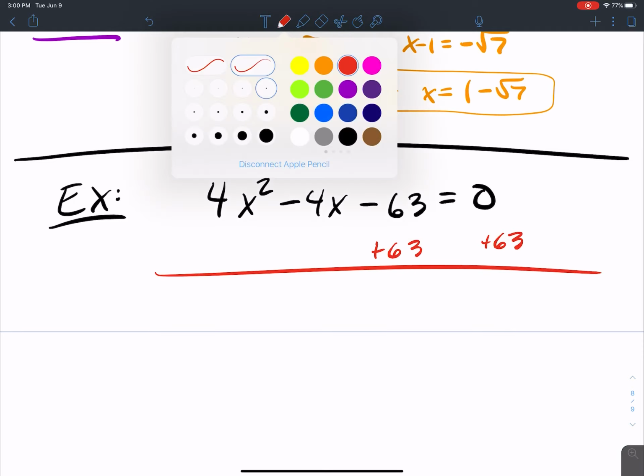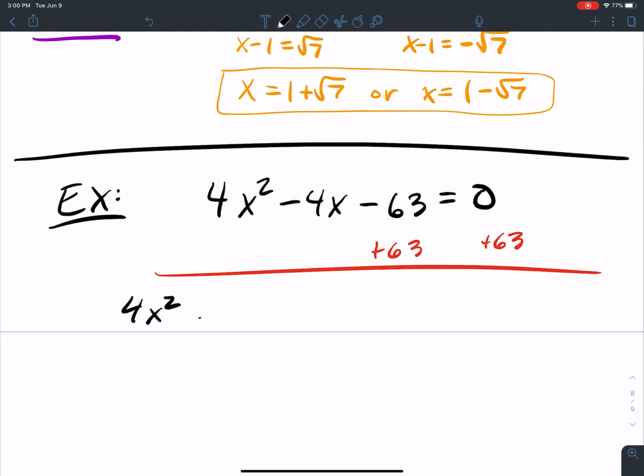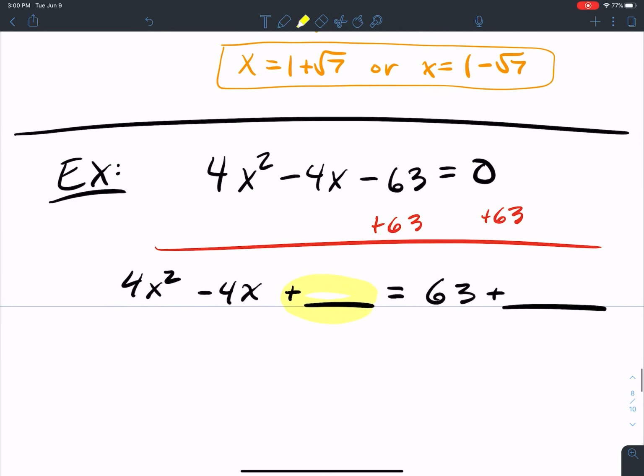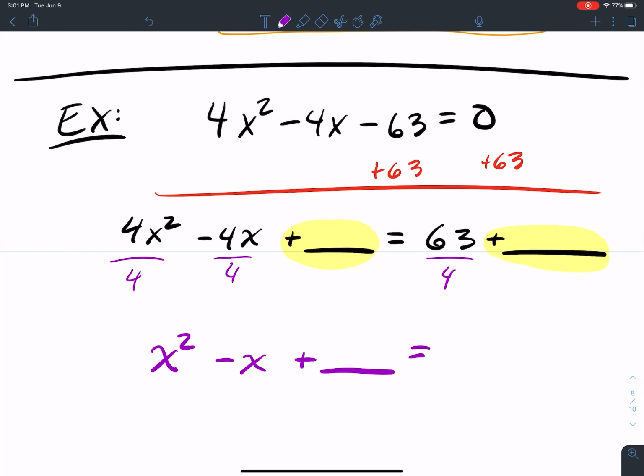So I get 4x squared minus 4x and then plus my blank equals 63 plus my blank. The blank is only there to help you remember that something's supposed to go there. And then whatever that something is completes our square. But before we can complete the square, we got to have a equal to 1. So to get a equal to 1, I'm going to divide everything through by 4. Okay? So if I do that, I get x squared minus x plus something equals 63 over 4 plus something.